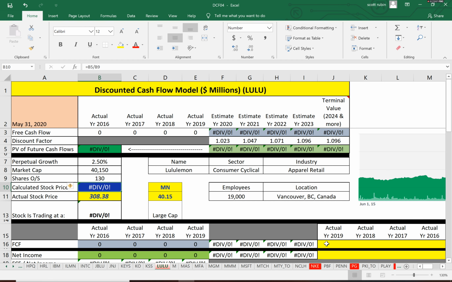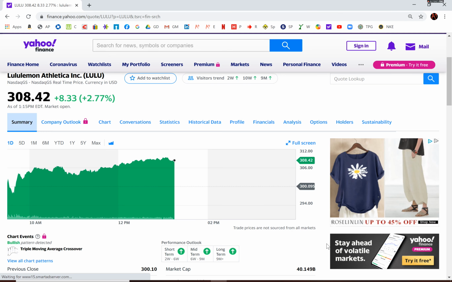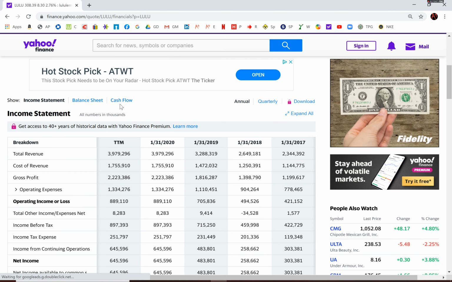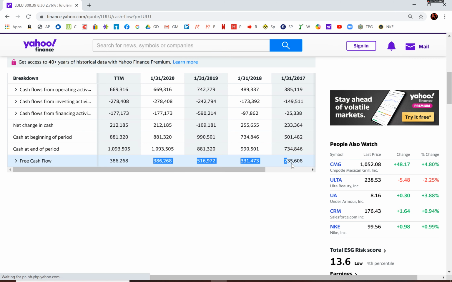And we're going to compare it to the actual stock price to see whether it's a buy or sell. Now let's go to Yahoo Finance, to financials and the cash flow statement, and pull the free cash flow.